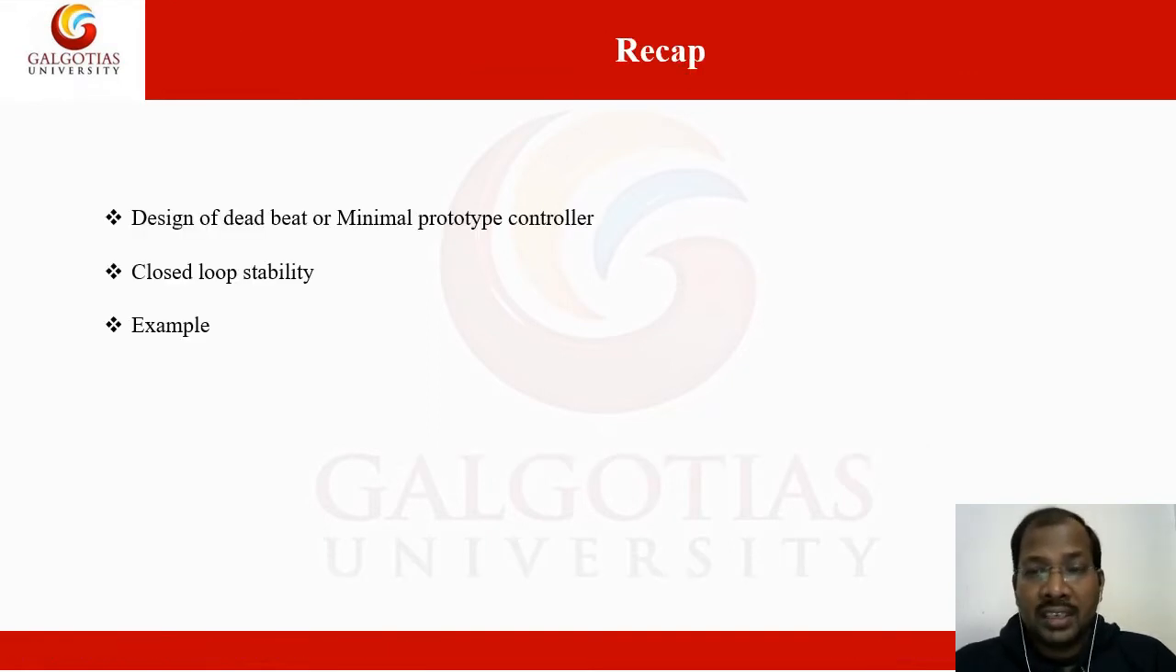In previous lectures we already discussed the design of deadbeat or minimal prototype controllers. We also discussed the closed loop stability, and how it is related to continuous control stability, and also discussed examples. All of these are in discrete domains.